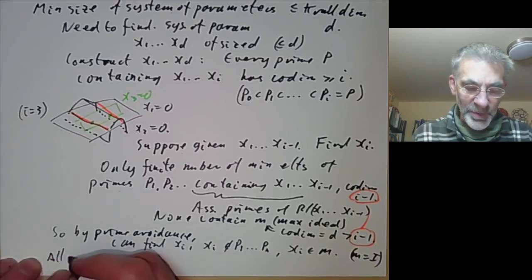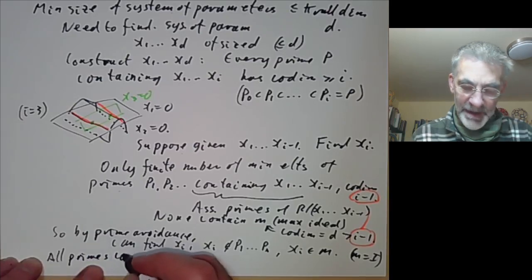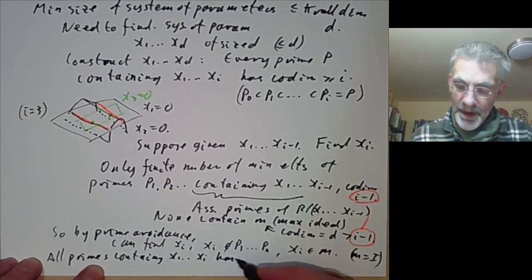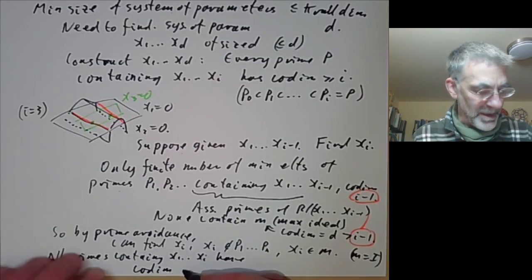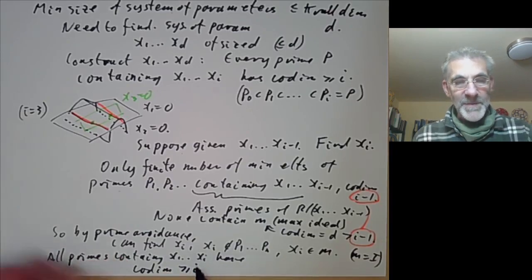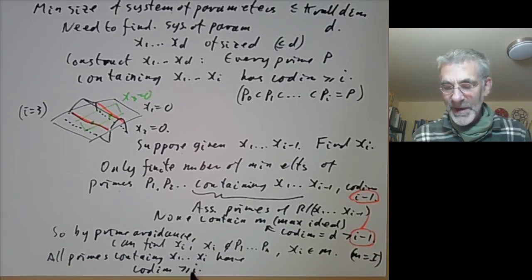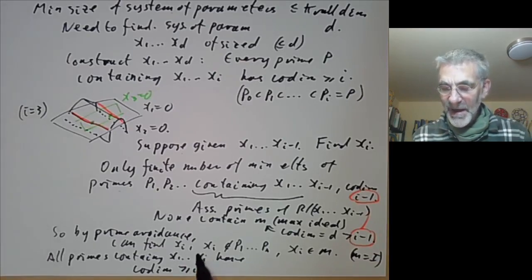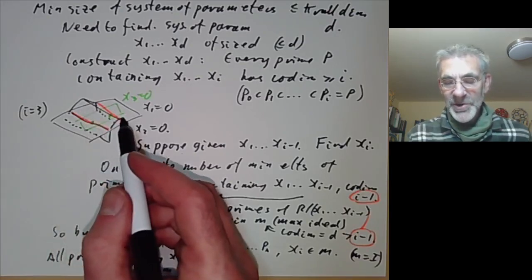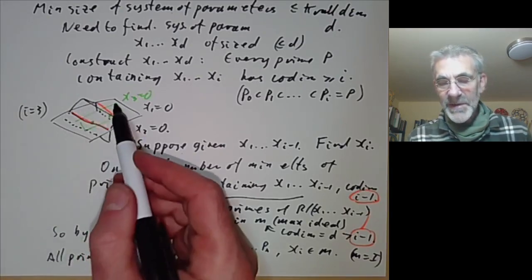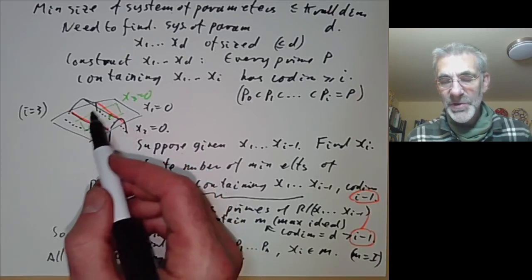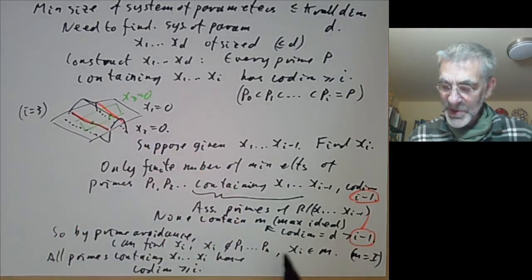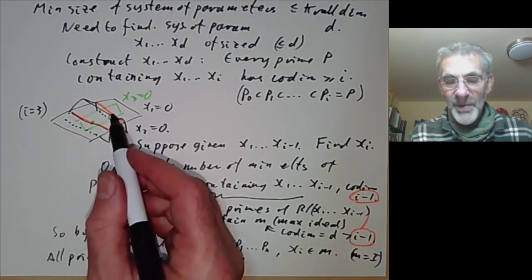And now we notice that all primes containing x1 up to xi have codimension greater than or equal to i. That's because x1 up to x_{i-1} kill off all those of codimension less than i, and then xi kills off all the ones of codimension i. So as I said, geometrically what's going on is that we're just choosing xi to reduce the dimension of each of these components, which correspond to these primes Pi, by at least one.